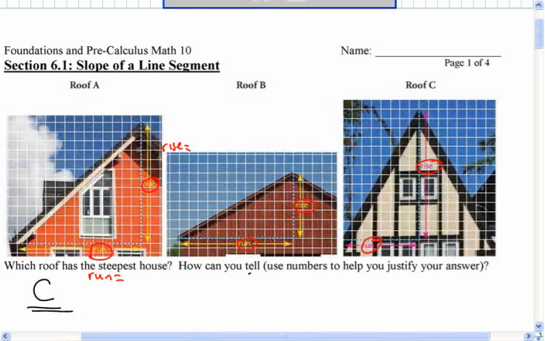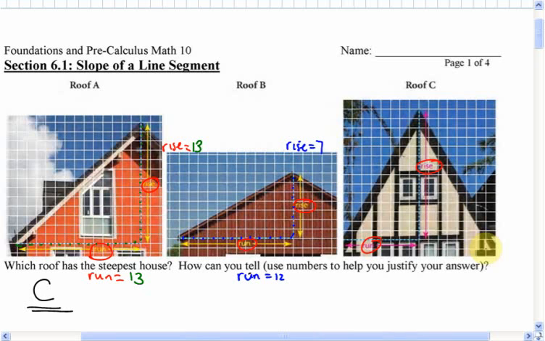Okay, let's take a look together. I'm going to count: 1, 2, 3, 4, 5, 6, 7, 8, 9, 10, 11, 12, 13. And then the rise seems to be 1, 2, 3, 4, 5, 6, 7, 8, 9, 10, 11, 12, 13. I got 13? Okay, making sure I can count. The other one here, I'll say 1, 2, 3, 4, 5, 6, 7, 8, 9, 10, 11, 12. The run in this case is 12. And the rise, 1, 2, 3, 4, 5, 6, 7. The rise is 7.